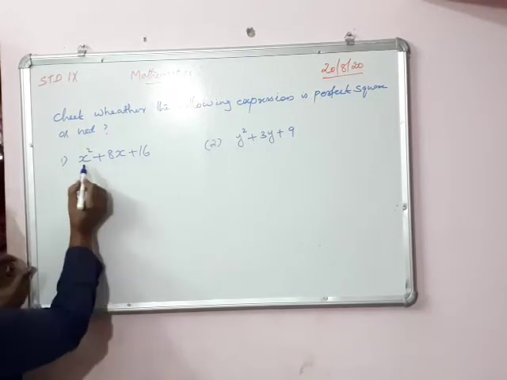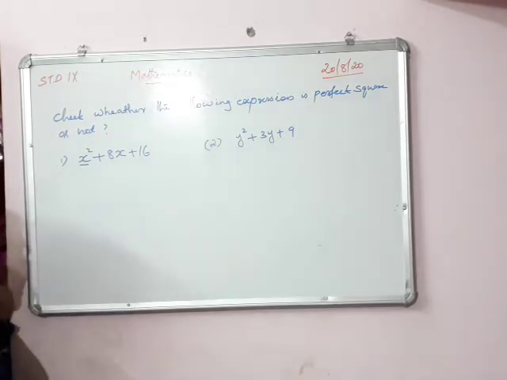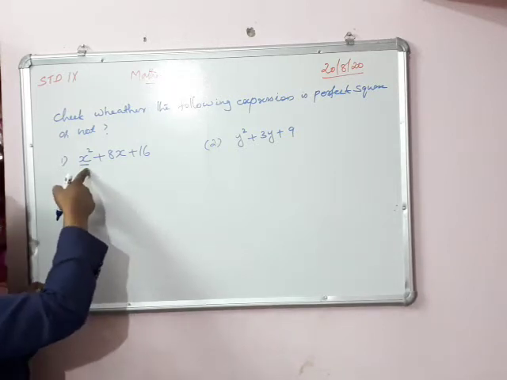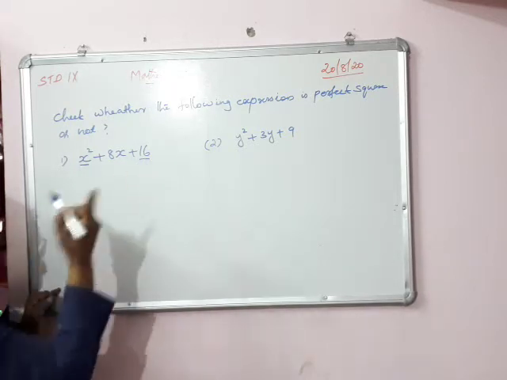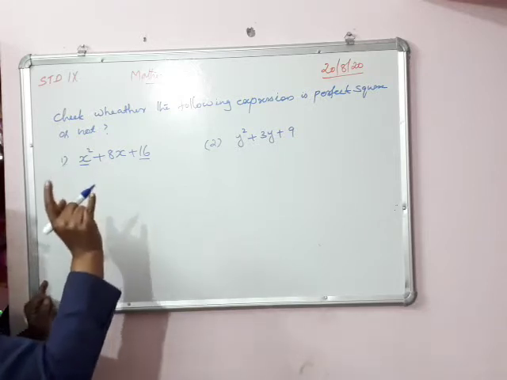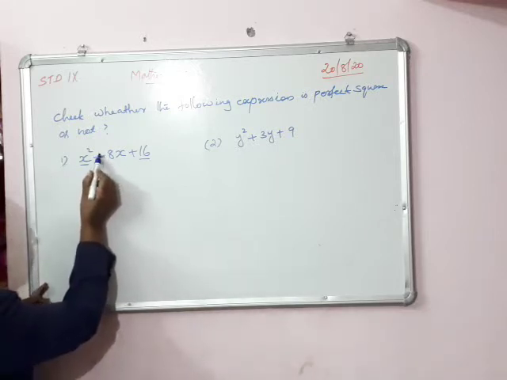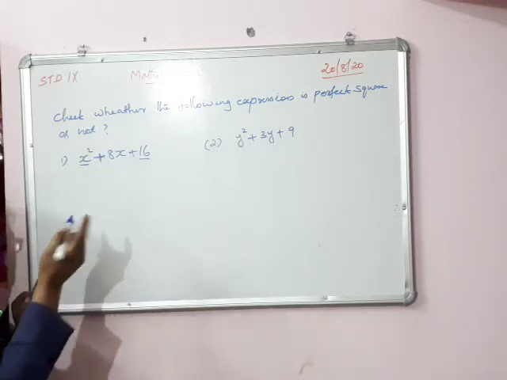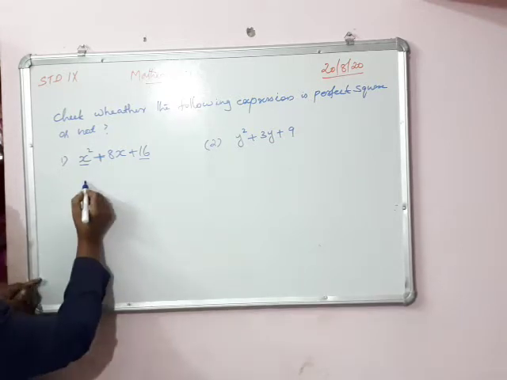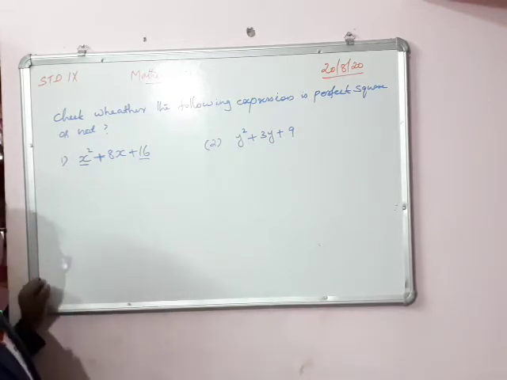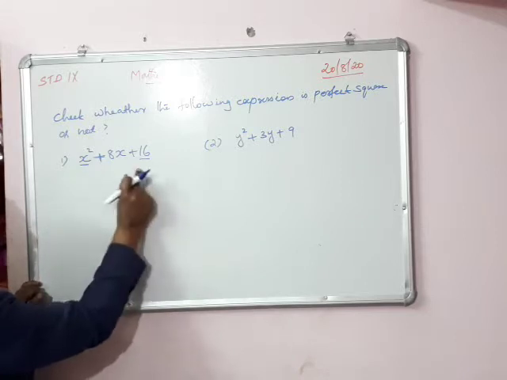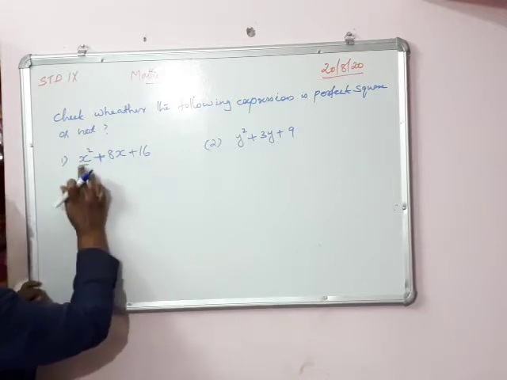Here you see, the first term is a perfect square because it is x square. The last term is also a perfect square, that is 4 square. Then the term in between is connected with the plus symbol. So it may be in the form of a plus b the whole square. Is it? It is in the form of a plus b the whole square. So we are going to check it.